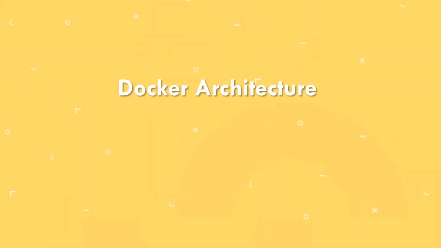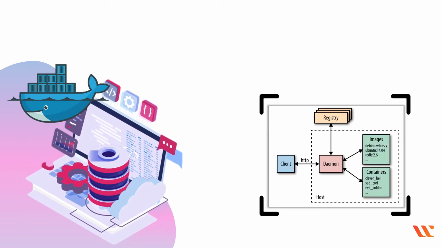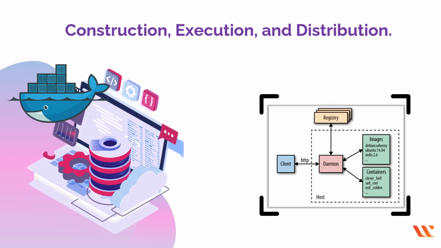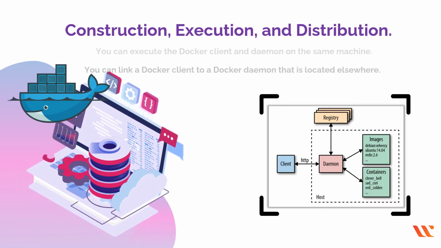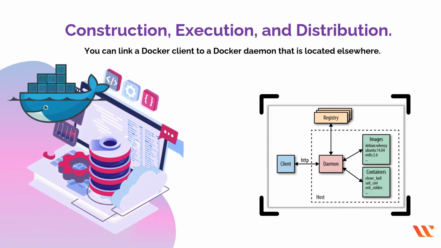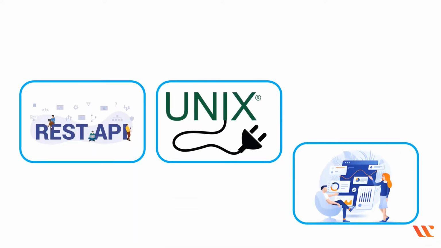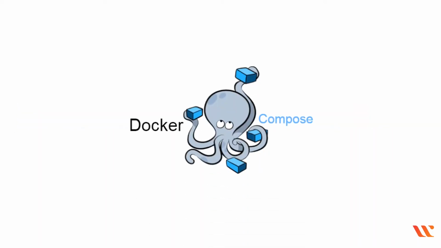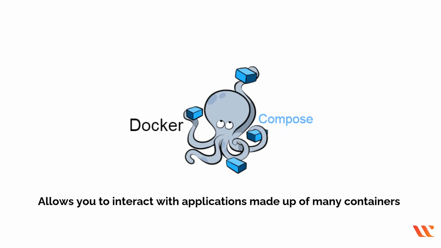Now, let us take a look at Docker architecture. Docker is built on a client-server model. The Docker client communicates with the Docker daemon, which handles the construction, execution, and distribution of your Docker containers. You can execute the Docker client and daemon on the same machine, or you can link a Docker client to a Docker daemon that is located elsewhere. A REST API, Unix sockets, or a network interface are used by the Docker client and daemon to communicate. Docker Compose is another Docker client that allows you to interact with applications made up of many containers.